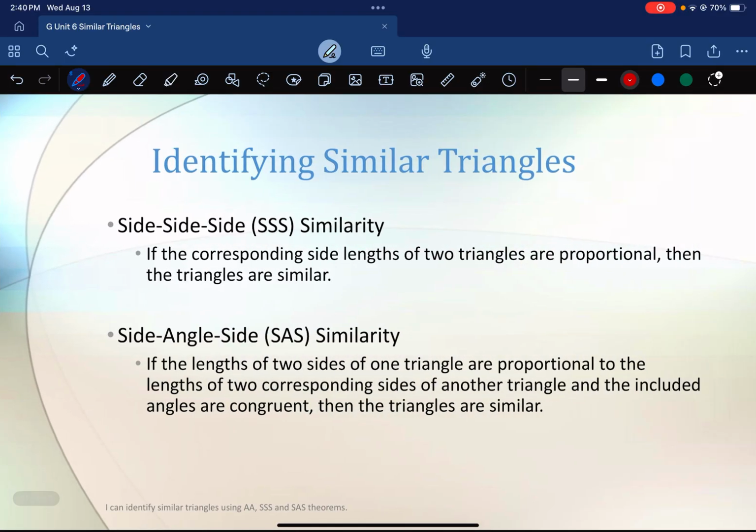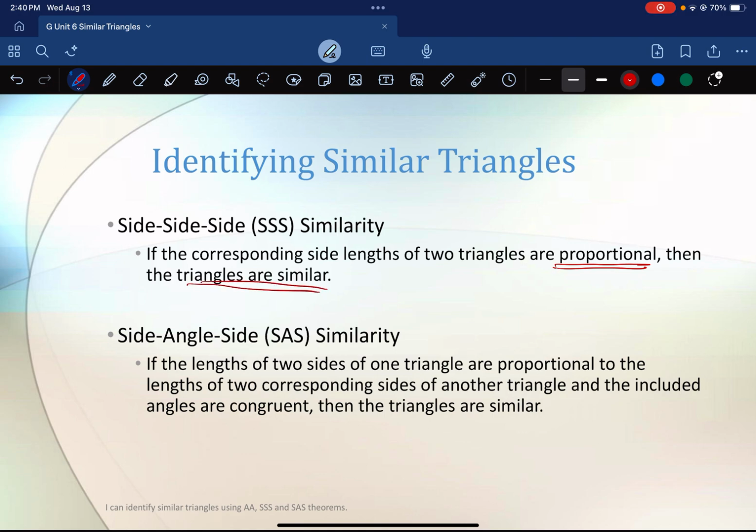All right, here's two other methods. This one's called side, side, side. In this case, it's not whether they're congruent, but just like when we were doing similar figures before, they have to be proportional. So the ratios of the sides have to be the same for all three pairs of sides. Then you've got a similar pair of triangles.